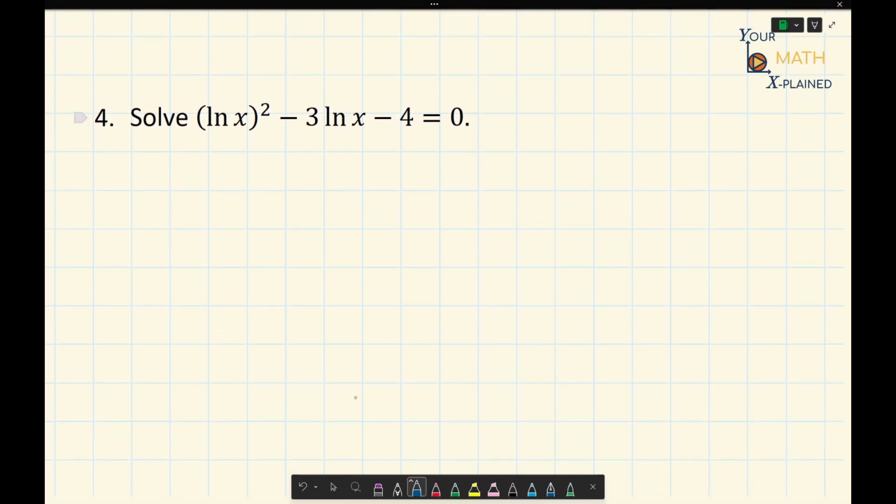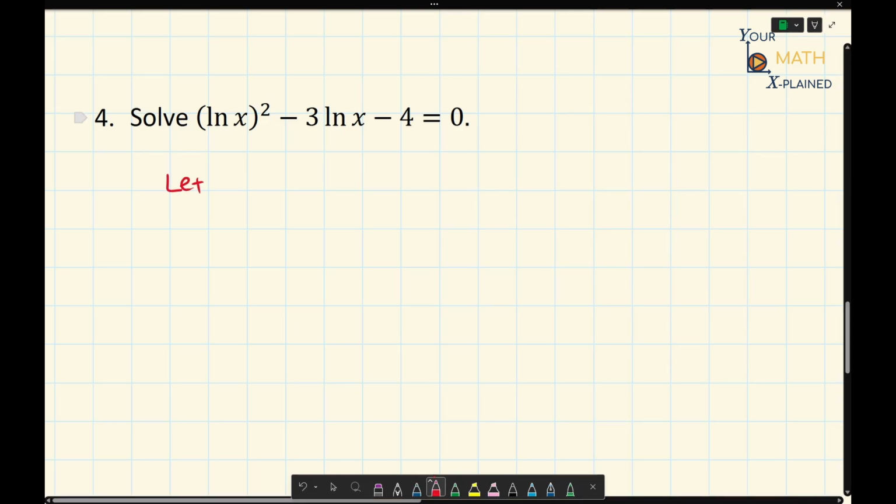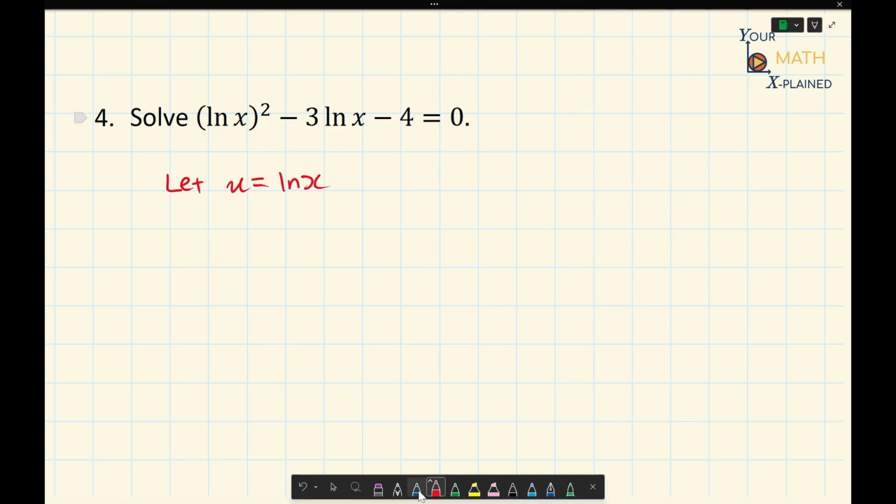So for this question, again, we have a term where the power rule doesn't apply because it's the entire ln of x squared. So whenever you see something like this, it's actually a hidden quadratic equation. So in order to make things look a little bit simpler, we're going to use substitution. So we start with letting u be equal to ln of x. So that means we can rewrite this as u squared minus 3 times u minus 4 is equal to 0.